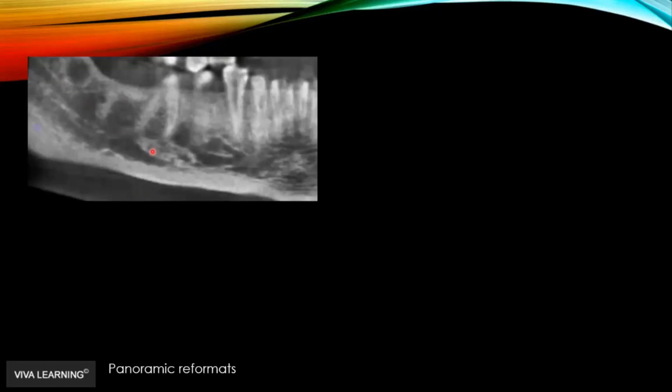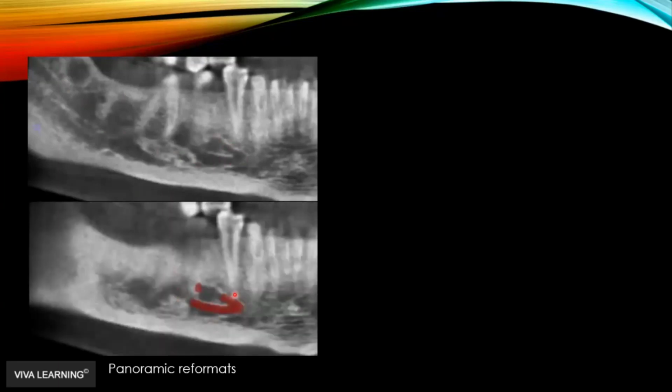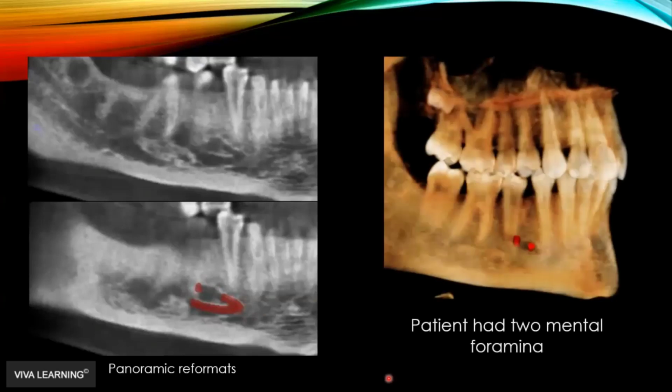It's kind of hard to see the canal here, but you can see it curves around. I drew it in here for you. And what was happening was it was exiting at two places. So in actual fact, this patient had two mental foramina. And you can imagine that on a 2D periapical image, it kind of looked like it was multilocular.